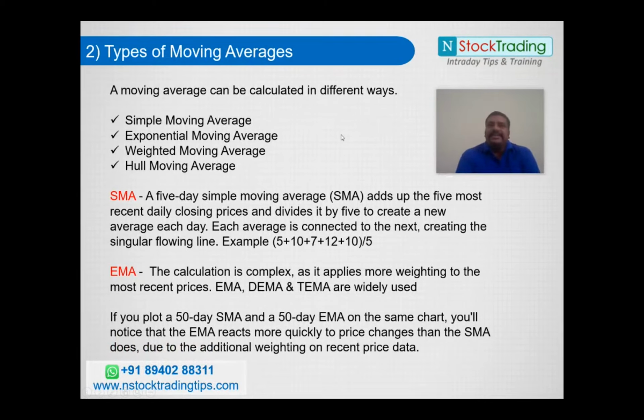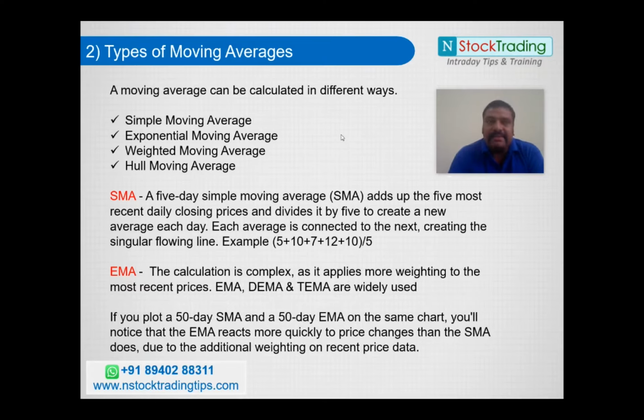The moving average can be calculated in different ways. There are many types. For example, we have the simple moving average, the exponential moving average, the weighted moving average, and the Hull moving average. There are so many. Let me explain the simple moving average, SMA, and the exponential moving average, EMA.